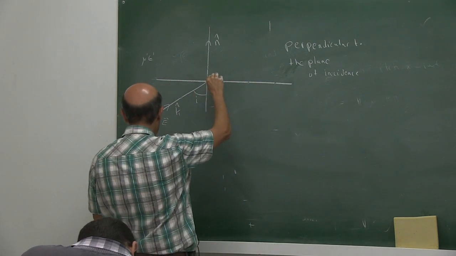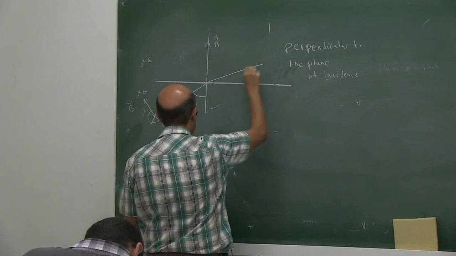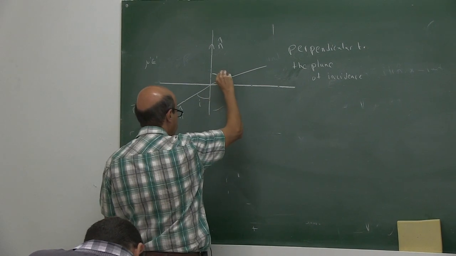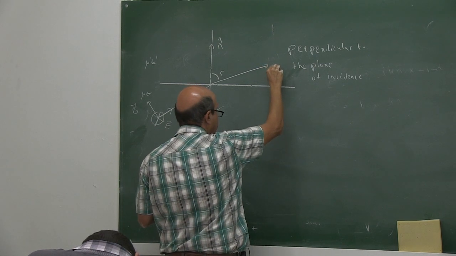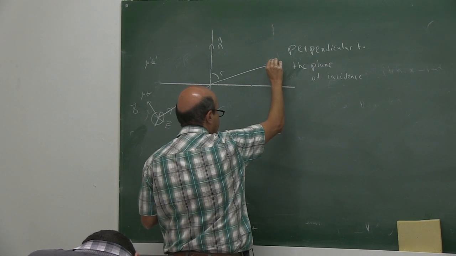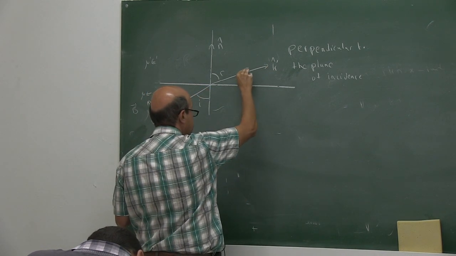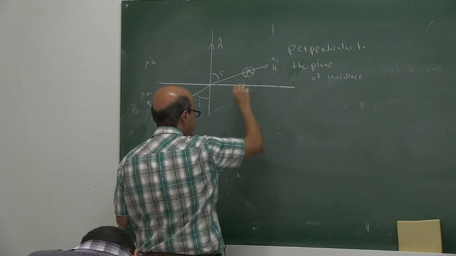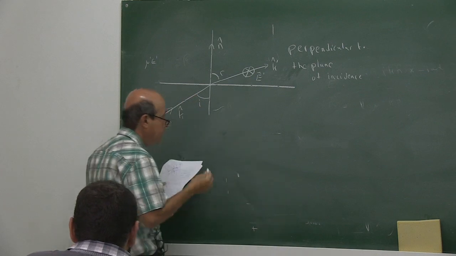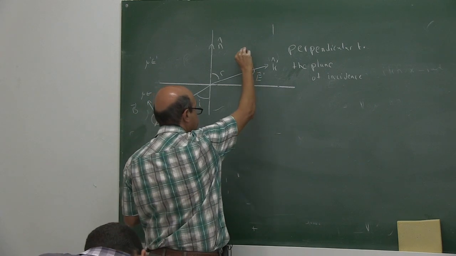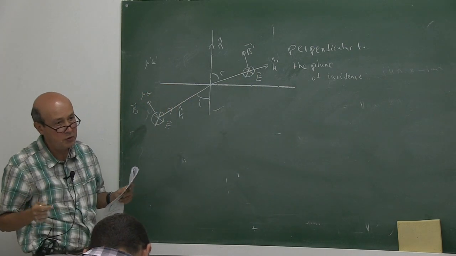Then that will be refracted, let's say, at some angle R. We can calculate it from Snell's law. The direction is K prime. And after the refraction, E prime like that, and B prime is something like that. They are mutually orthogonal to each other.